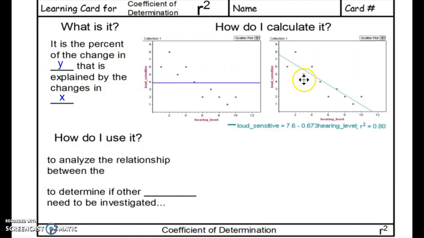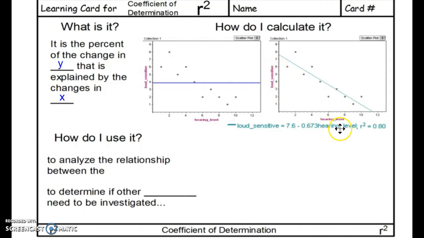The other thing we want to look at is, are all the values of loudness sensitivity the same in our data set? And the answer to that is no. You can tell that the loudness sensitivity levels are different. So there is variation among this variable. Part of the reason why there is variation among this variable of loudness sensitivity is hearing level. A person's hearing level has an effect on loudness sensitivity.